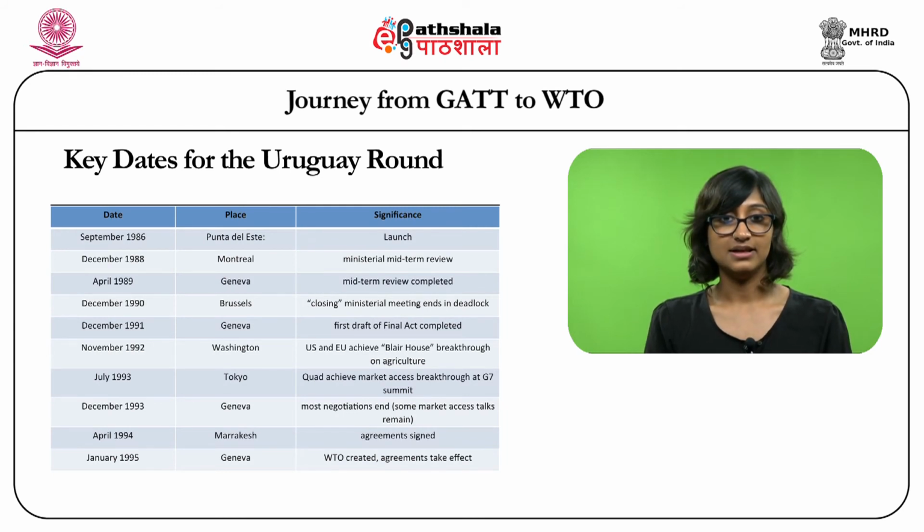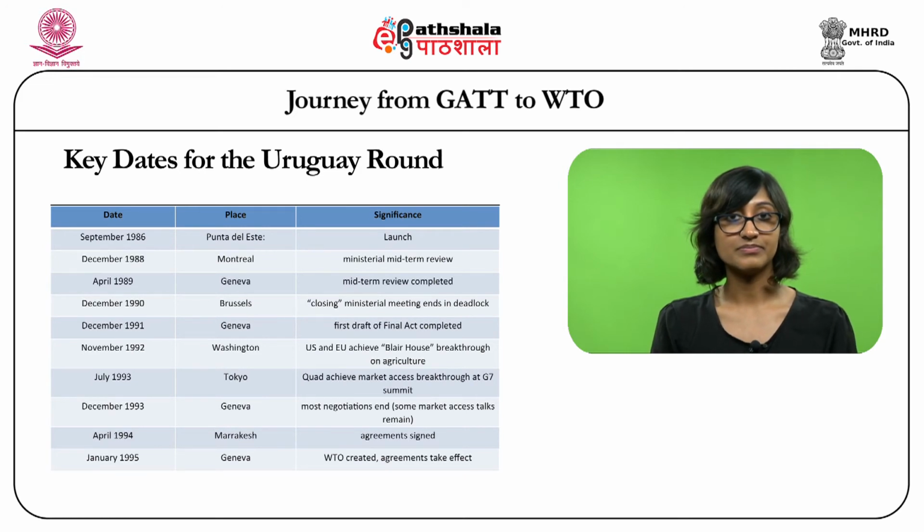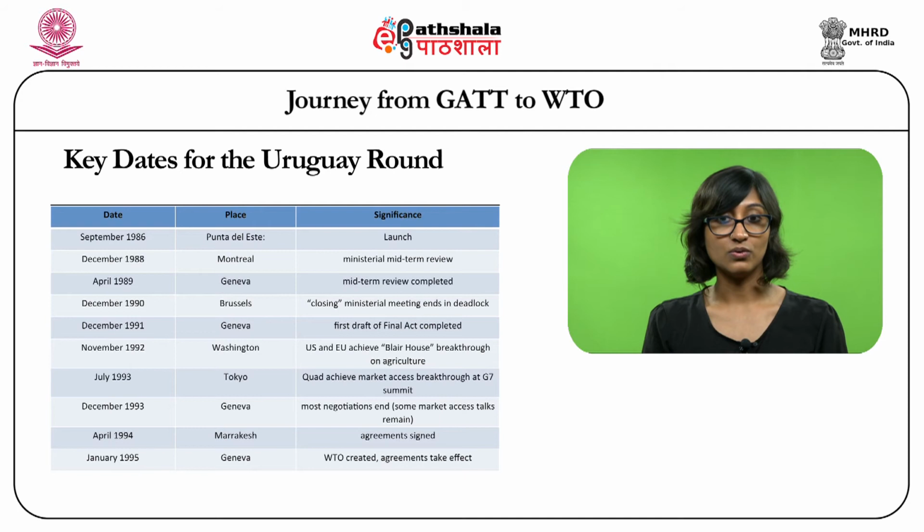took place. In December 1988 in Montreal, there was a ministerial midterm review. In April 1989 in Geneva, the midterm review was completed. In December 1990 in Brussels, the closing ministerial meeting ended in a deadlock. In December 1991 in Geneva, the first draft of the final act was completed. In November 1992 in Washington, the US and EU achieved the Blair House breakthrough on agriculture. In July 1993 in Tokyo, the market access breakthrough was achieved at the G7 summit.